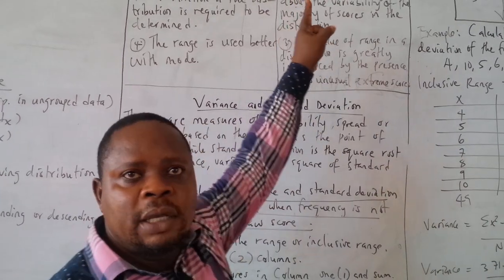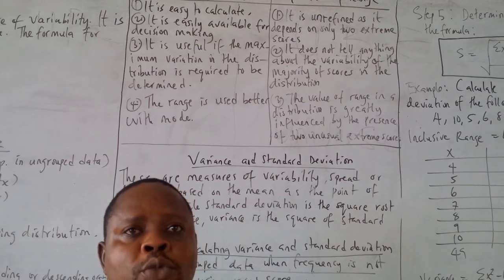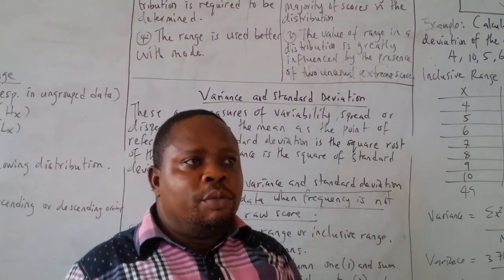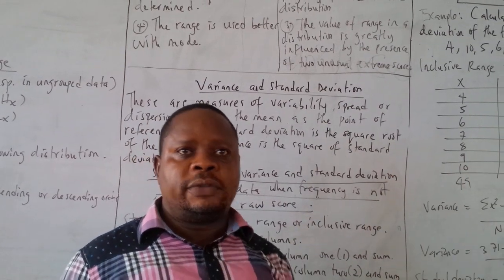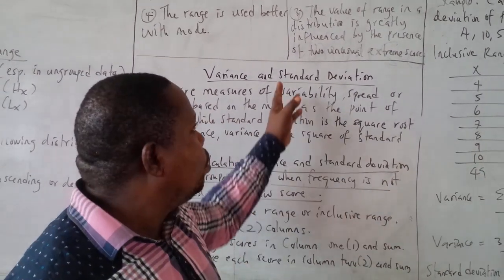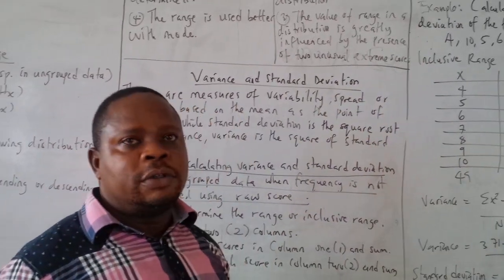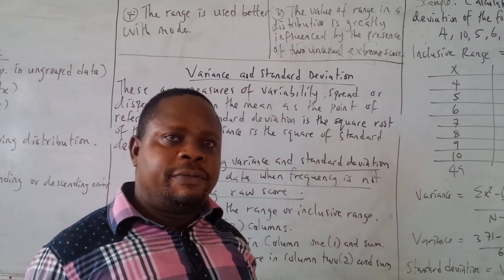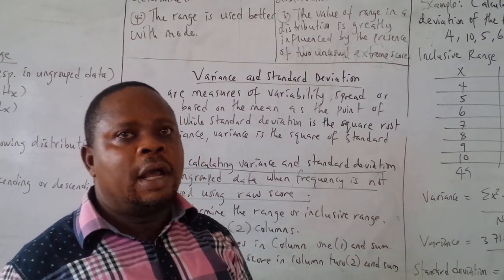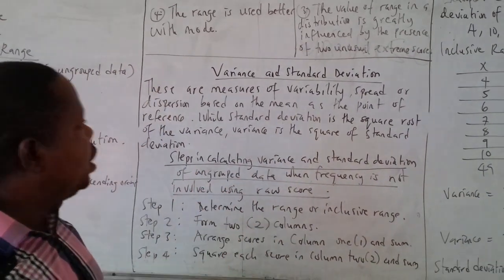And that was why, in the characteristics, we pointed out that it is better used with mode. Of course, you know that mode is a measure of central tendency that is very, very unstable. And so mode and range are both unstable, and of course you know that birds of the same feather flock together. Because both of them are unstable, they go together.